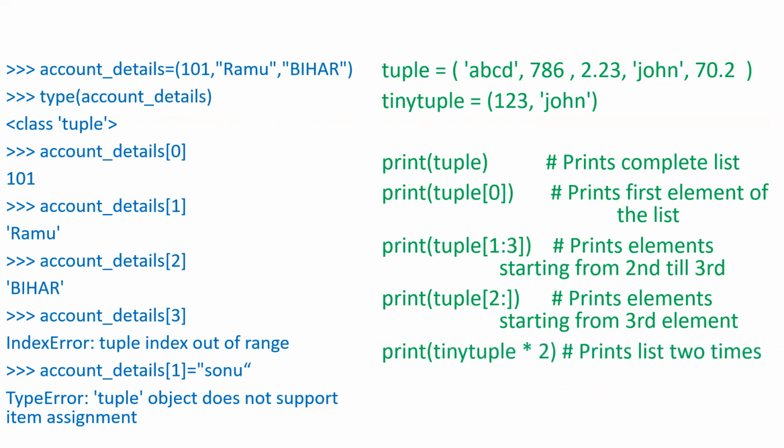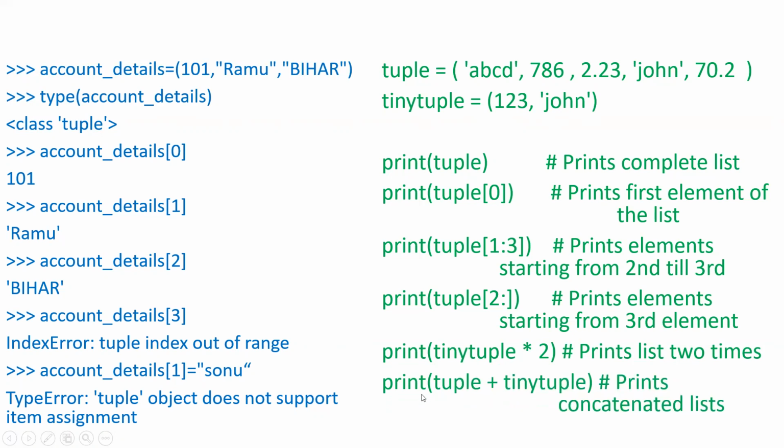Okay. Now, in this case, I use the multiplication symbol. It will print the same tinytuple 2 times. So 1, 2, 3, John. 1, 2, 3, John. Okay. Now in this case, same concept like the previous. Concatenate. Tuple plus tinytuple means you will get A, B, C, D, 7, 8, 6 and all of the tinytuple. Yes. Okay.